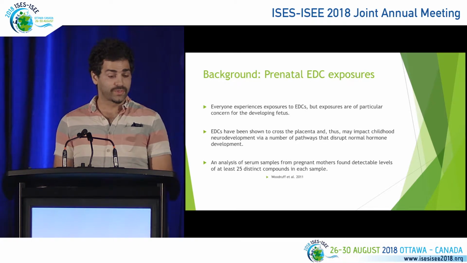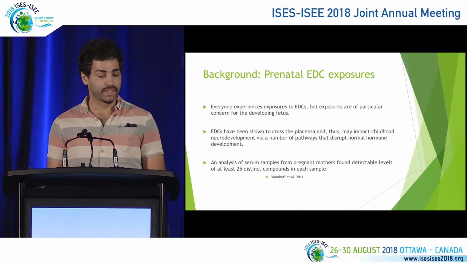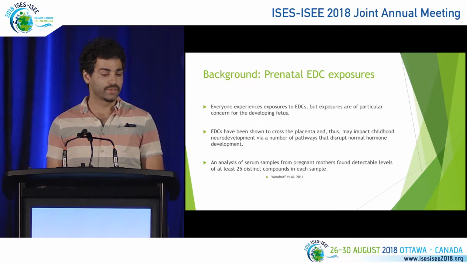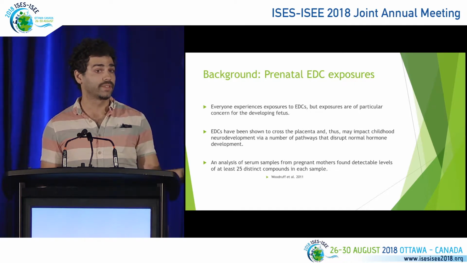They've been shown to cross the placenta and thus may impact childhood neurodevelopment via a number of different pathways that disrupt normal hormone development. One study found that in serum samples from pregnant mothers, this is from the NHANES data, there were at least 25 distinct endocrine disrupting compounds that were detectable in blood.